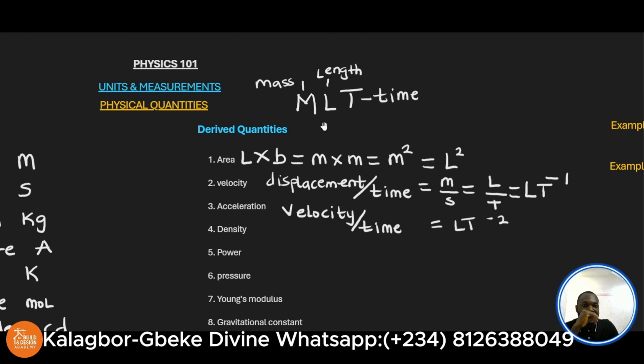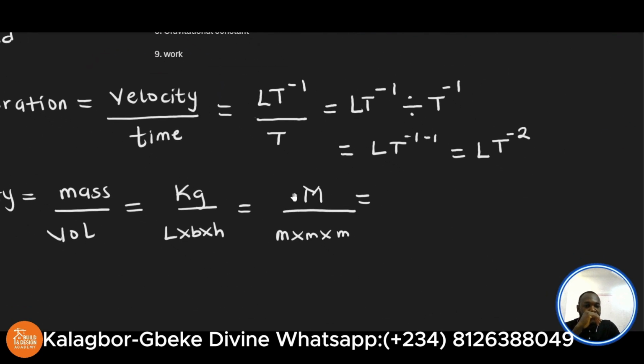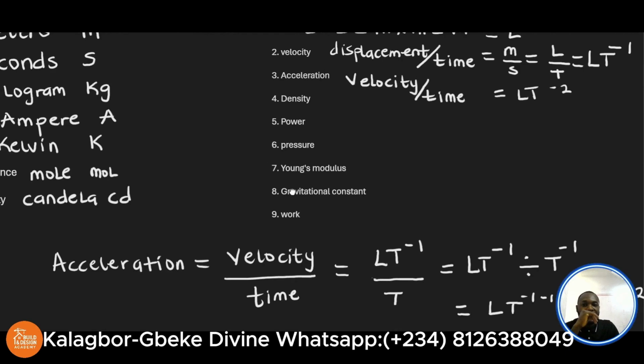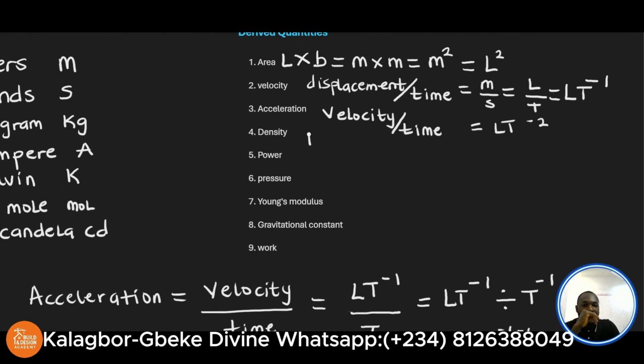And we see that length is represented as L. So we'll now have that small m will now be capital M all over L times L, which will give us M over L raised to the power 3, which is also the same thing as M L raised to the power minus 3. So density is M L raised to the power minus 3. So that's what we have for density.